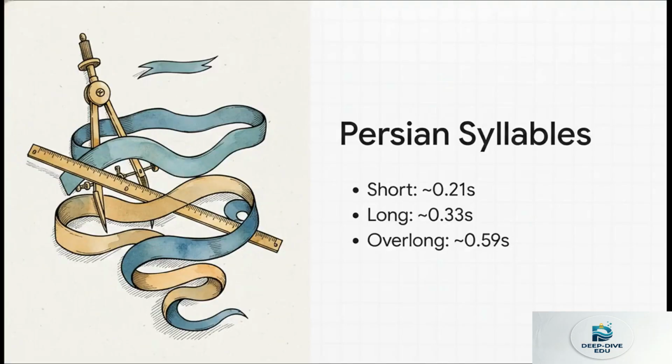The researcher L.P. Elwell-Sutton actually sat down and measured these in hundredths of a second. A short syllable averages just about 0.2 seconds. A long is about a third of a second, and overlong approaches 0.6 seconds. It is a stunningly exact mathematical system of vocal duration.